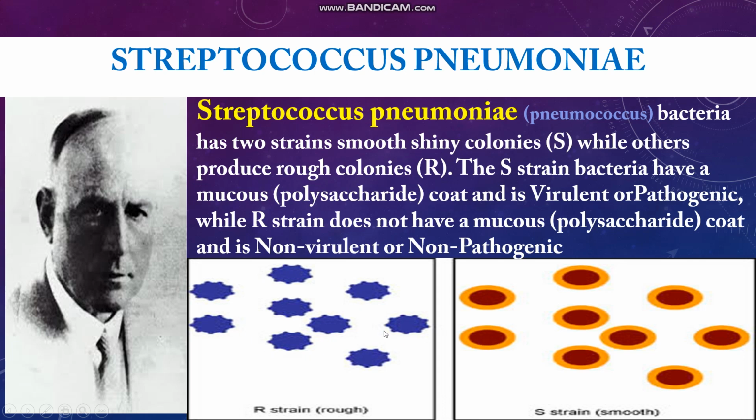Now what are the differences between the smooth strain and the rough strain? Smooth strain is smooth in appearance due to the presence of a mucus polysaccharide coat surrounding it, and also this bacteria was virulent and pathogenic. Now coming to the rough strain. The rough strain has no polysaccharide covering and it is non-virulent or non-pathogenic. Only pathogenic forms can transmit the disease. So the two forms of Streptococcus pneumoniae are the smooth strain and the rough strain. Smooth strain is virulent or pathogenic and the rough strain is non-virulent or non-pathogenic.